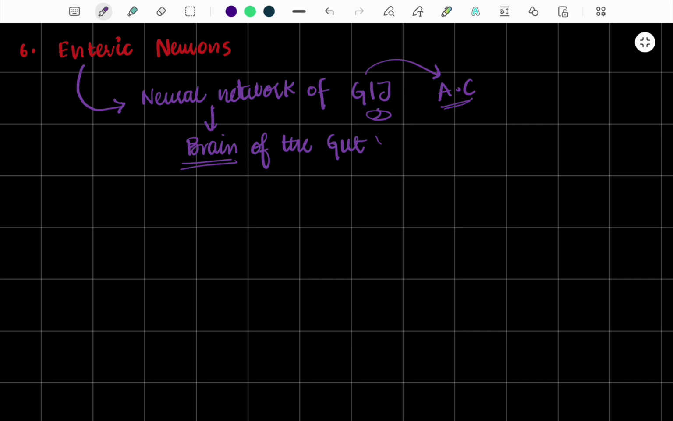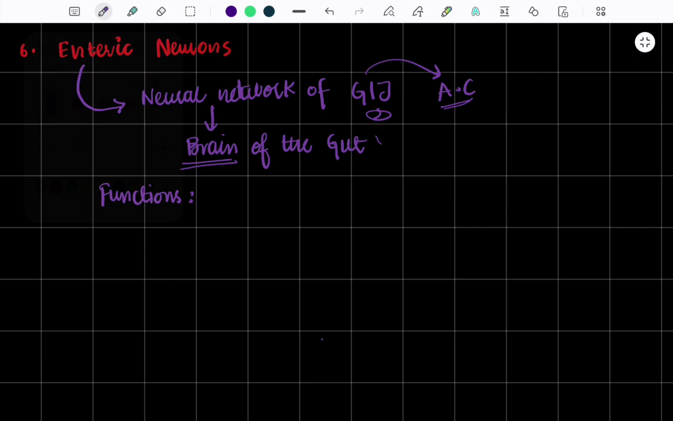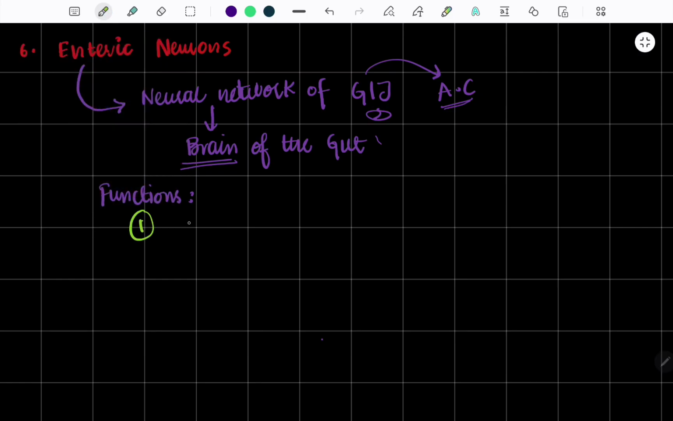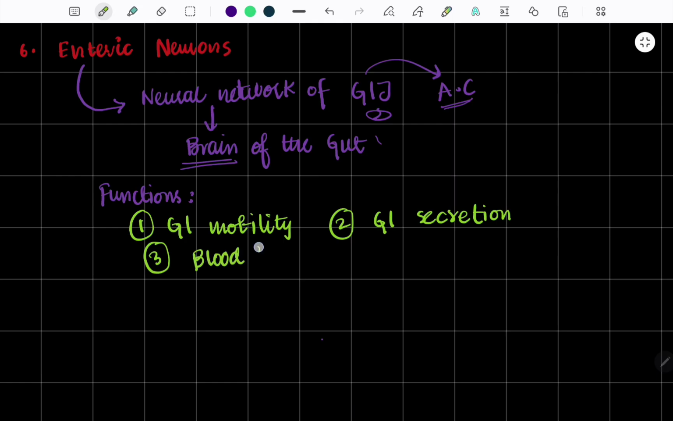What are the basic functions that are carried out by the enteric neurons? Let us discuss those functions. There are three important functions that you need to remember, right? The first one is GI motility, which means to produce more and more contractions within the GIT. Second is GI secretion, to produce HCl and more and more secretions within the GIT; a neural network is needed. Third is blood flow in the GIT. Obviously, blood flow and the blood vessels are also controlled by the enteric neurons.